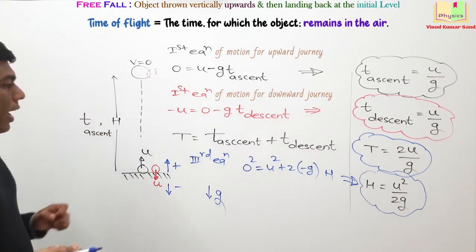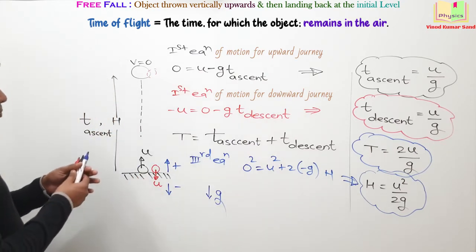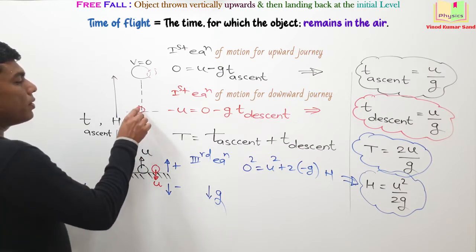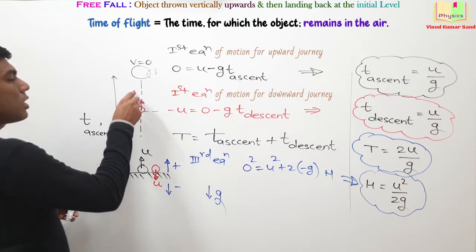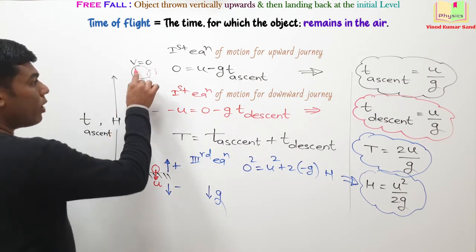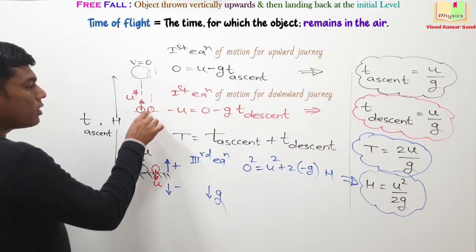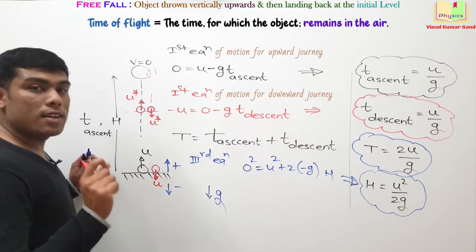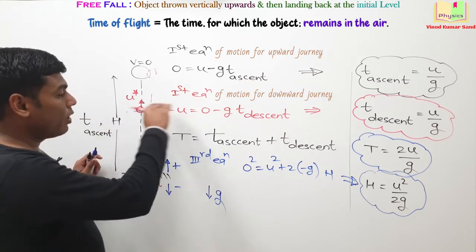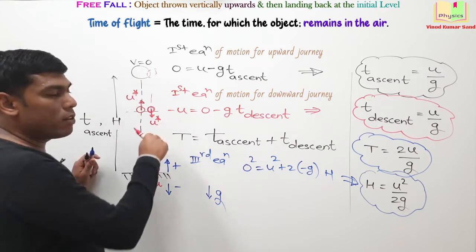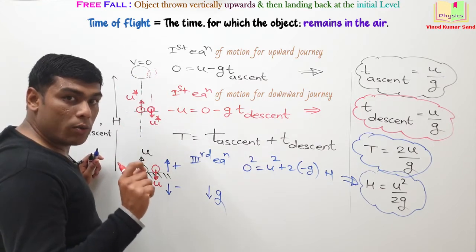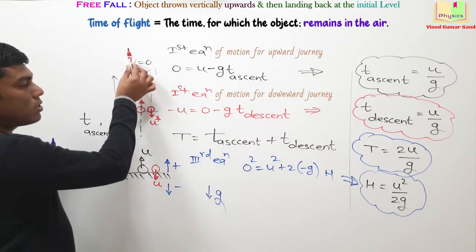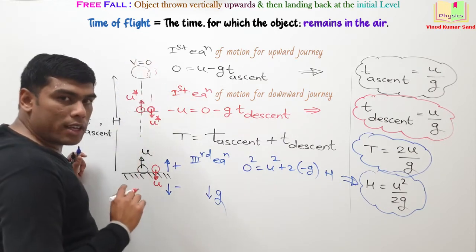Now, there are a few symmetries. Suppose at this level, the ball is going up and its speed is u star, let's say. Then while falling down at the same level, the speed will be u star, that we call the speed symmetry. At a given level, the speed while going up and while coming down are equal. Velocities are not equal. Velocity is a vector quantity. Here the velocity is directed upward, here the velocity is directed downward.